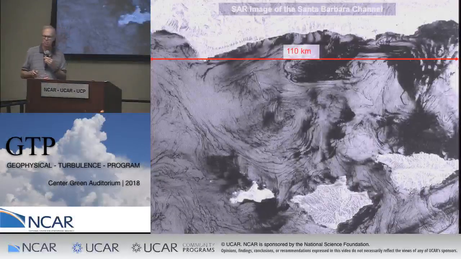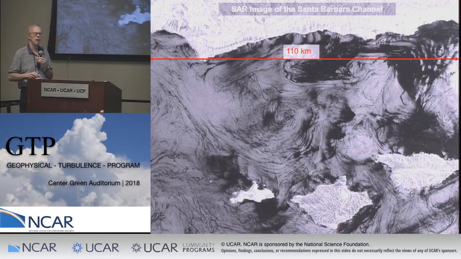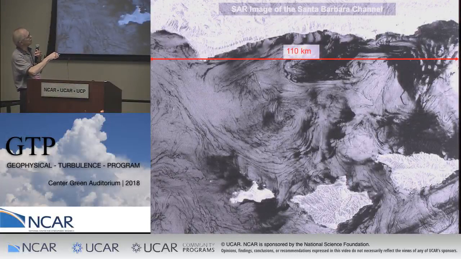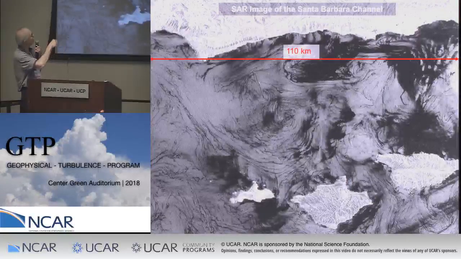It ends up that submesoscale motions are hard to observe. They're at a funny scale. It's 1 kilometer and bigger. Measuring platforms have difficulty seeing that. Here's an example. This is a synthetic aperture radar image of the Santa Barbara Channel, real data. These are the Channel Islands. And then you see all these black lines sprinkled throughout the whole thing.